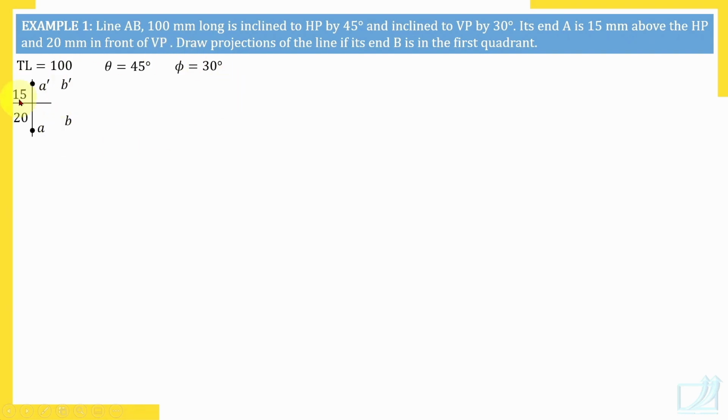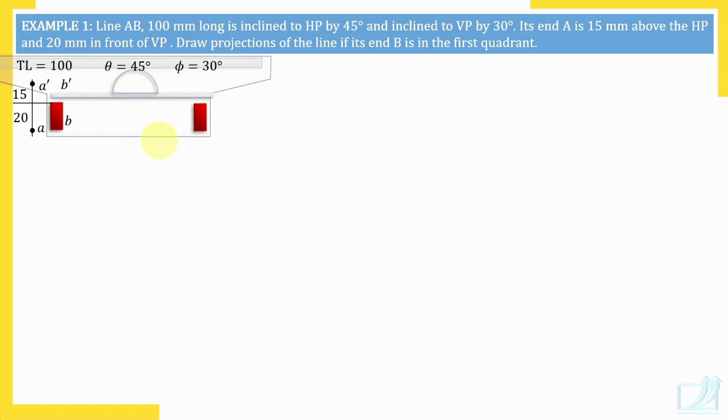So this is the information we have in this problem. Line is inclined to both the reference planes. That means in both the views it is not showing its true length as well as its true inclination. Then what logic do we use to draw projections of lines inclined to both the reference planes? That is what we are going to study in this video.